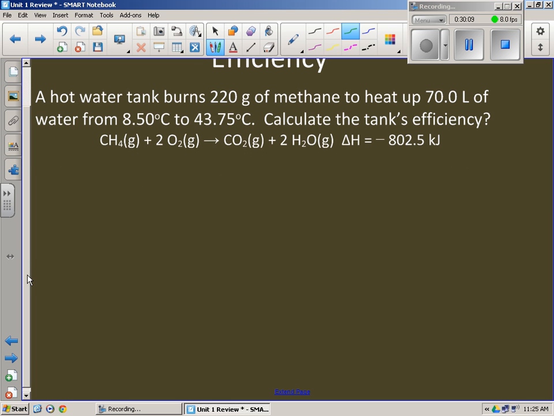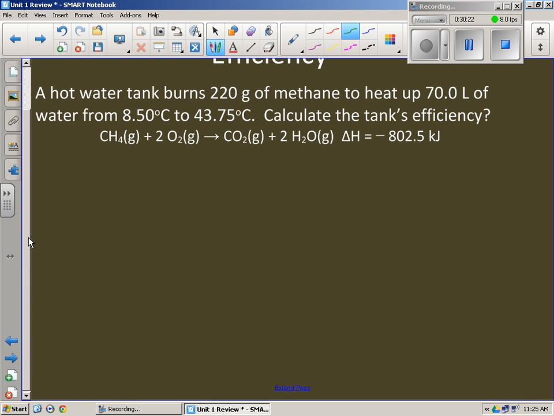So this one is just a percent yield, percent error kind of thing, how efficient it is. Remember, the lower number always has to go on top with efficiency because we can't have anything that's more than 100% efficient. If I did burn 220 grams of methane, the question is, how much heat would I actually get out of this? Because remember, we know how much heat is actually going to be absorbed here. It says to heat up 70 liters of water, et cetera.